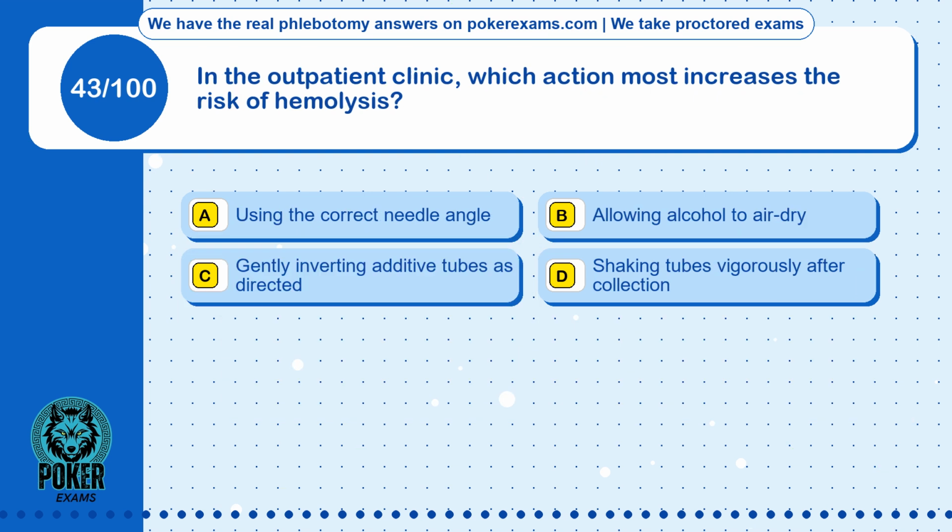Question 43. In the outpatient clinic, which action most increases the risk of hemolysis? Option A. Using the correct needle angle. Option B. Allowing alcohol to air dry. Option C. Gently inverting additive tubes as directed. Option D. Shaking tubes vigorously after collection.